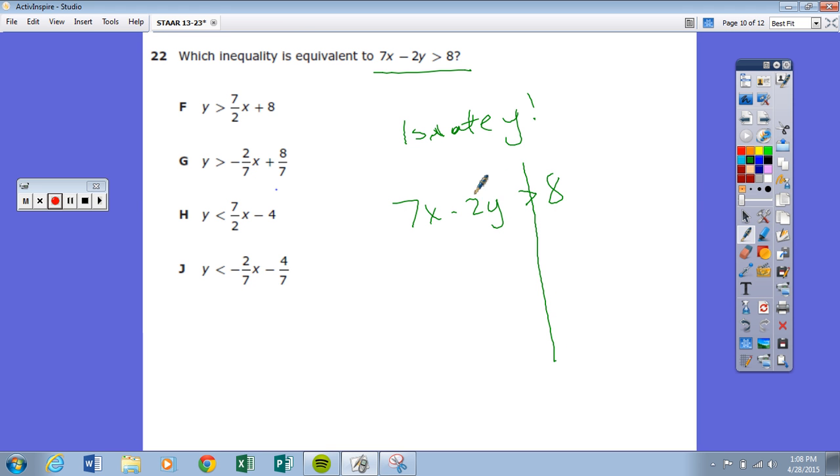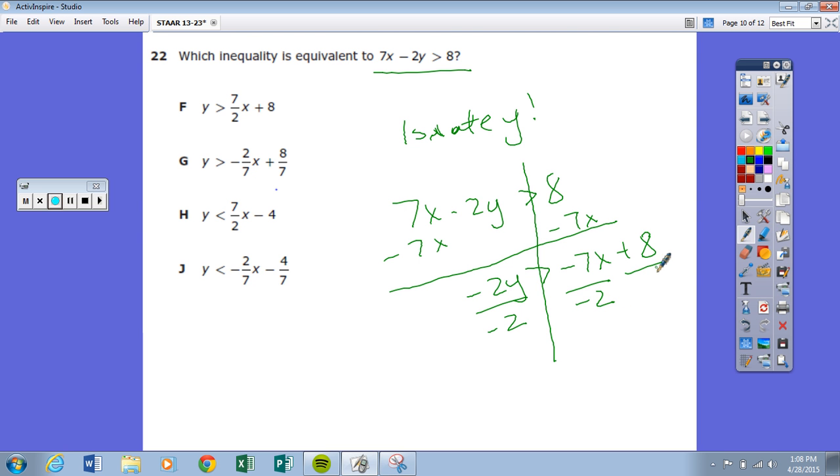So I'm isolating y, so I'm going to minus the 7x first. When I bring this down, make sure you keep that negative on it, okay? And I'm going to recopy this, so negative 7 plus 8, okay. Now, I got to get the negative 2 off the y. So I'm going to divide everybody by negative 2.